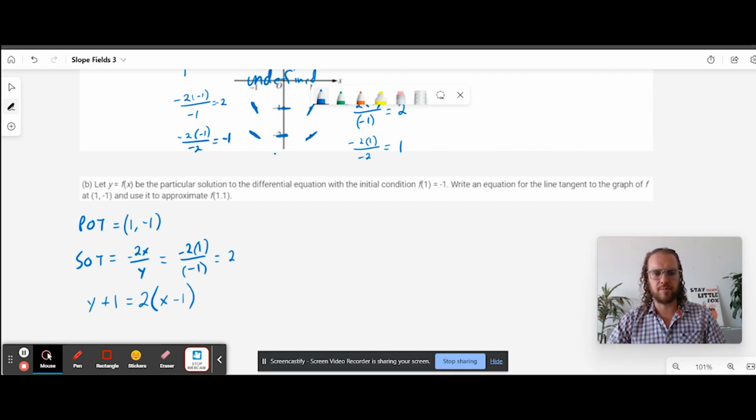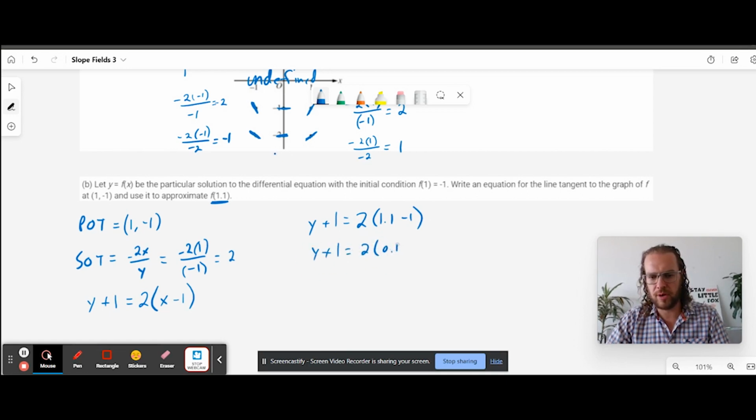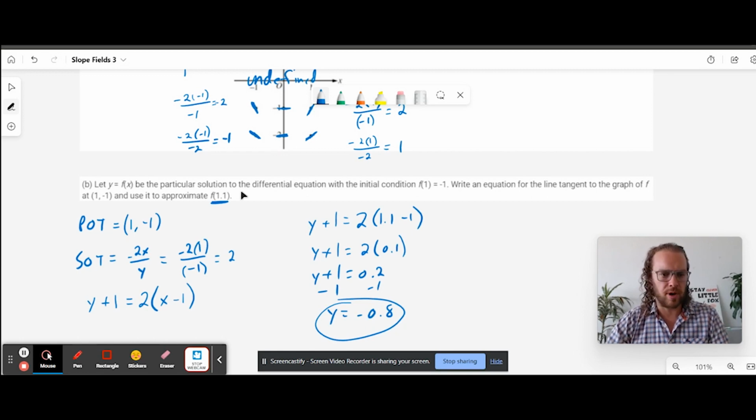Then what we need to do is approximate f of 1.1. So what we're going to do is plug that point in for our x. Oops, minus 1 here. And of course, this is y plus 1 equals 2 times 0.1. Multiply those together, we get 0.2. Then we need to subtract the 1 from both sides, and we get that it's negative 0.8. So that would be our approximation for 1.1. Is it perfect? No, but it is a good approximation.